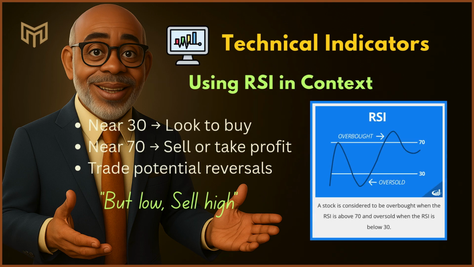When the RSI approaches 30, many traders begin looking for buying opportunities. At that level, the stock may be oversold and could be preparing for a bounce. When the RSI approaches 70, traders often look to sell or take profits. At that level, the stock may be overbought and due for a pullback. At its core, trading comes down to one timeless principle: buy low, sell high.